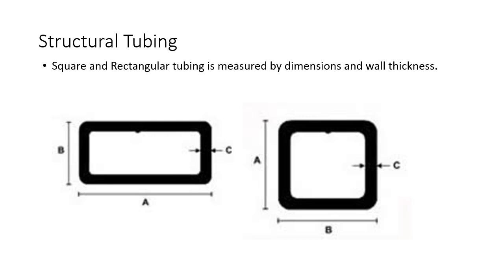Structural tubing. Square and rectangular tubing is measured by dimensions and wall thickness. So you're going to tell them it's a 4-inch by 6-inch piece and I need a wall thickness of 1/2 inch. Or I need a 2 by 2 by 1/4 or 3 by 3 by 1/2 or whatever the dimensions are. But you're going to give them the length of each side in inches, and then you're going to give them the thickness of the wall, which on this would be dimension C.